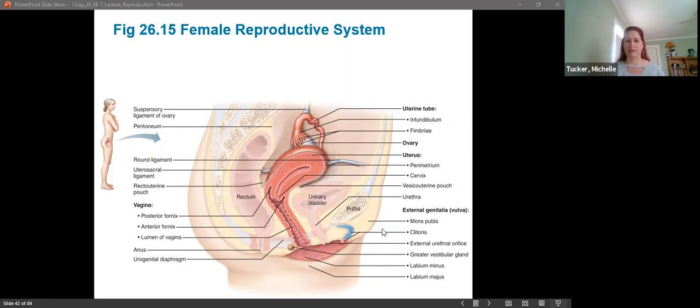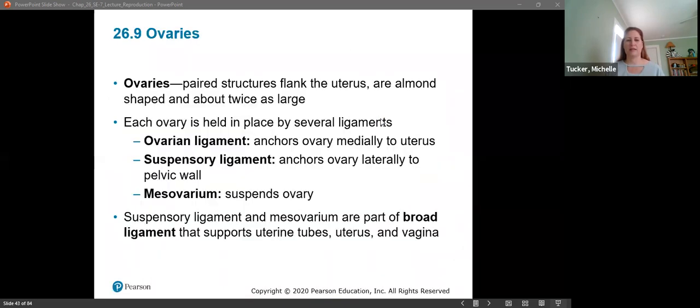It's on a later diagram that is going to have the round ligament as part of that, but it's a system of mesentery, and it will form support structures for the uterus and then the ovary. So that mesovarium is part of that broad ligament, as well as the suspensory ligament, not the round ligament. I'm sorry about that. The take-home message is that the ovary is going to be held in place by several ligaments.